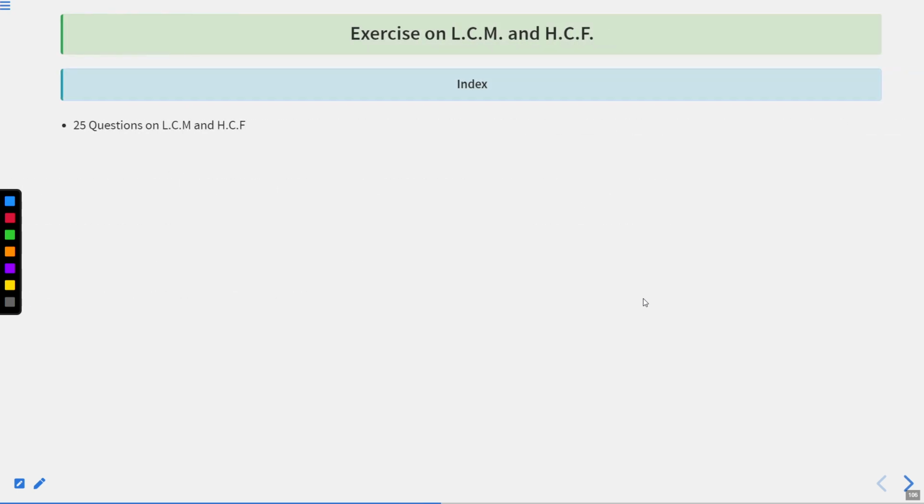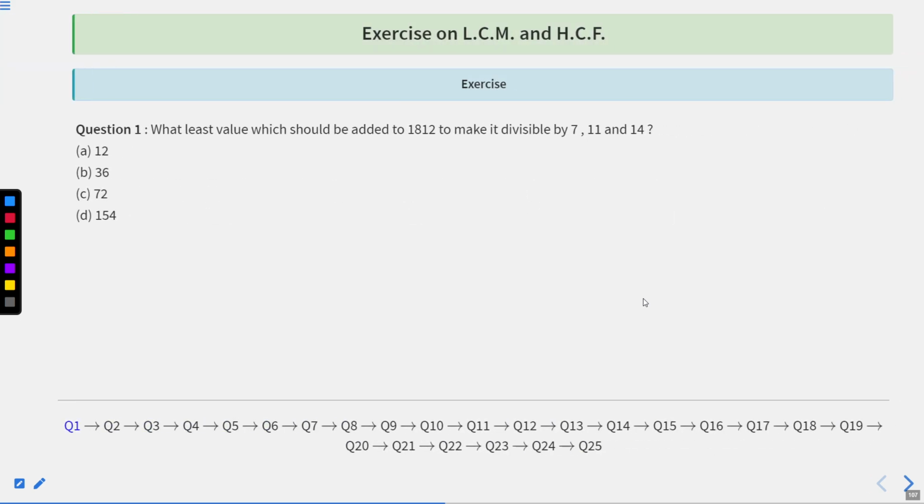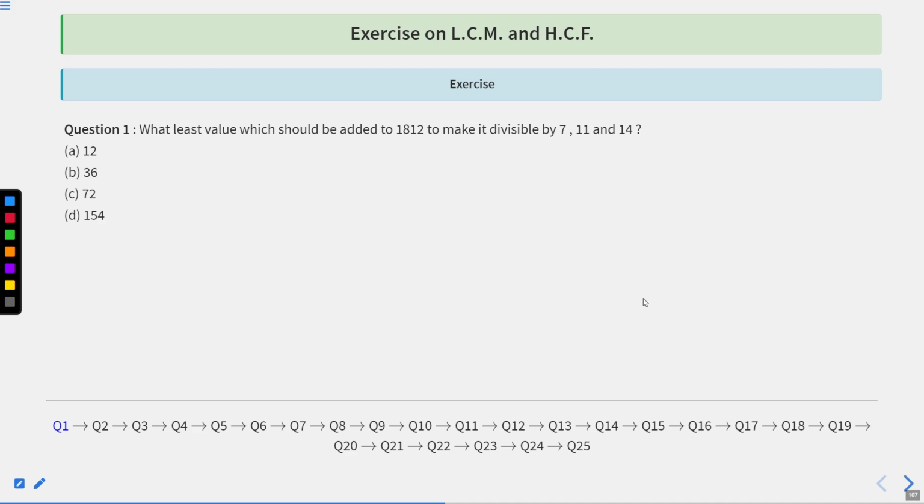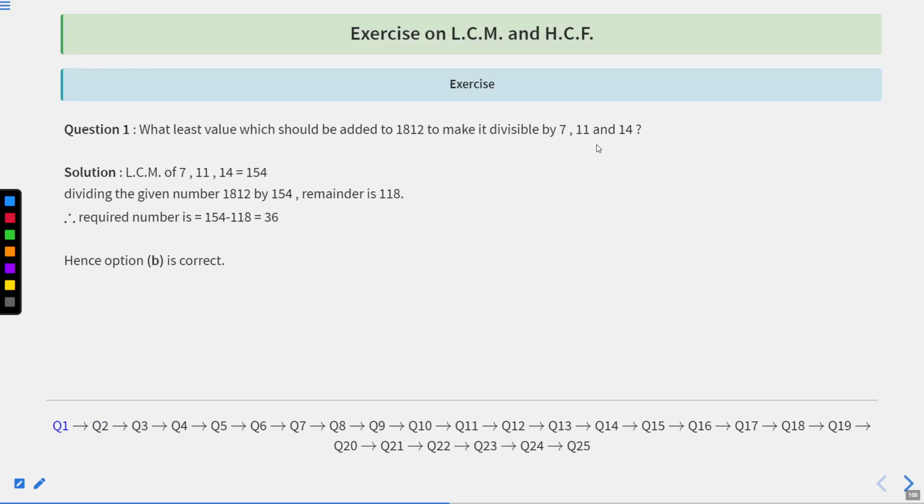So in this lecture, we are going to see 25 questions on LCM and HCF. Let us start with the very first question. What is the least value which should be added to 1812 to make it divisible by 7, 11 and 14? Let us have a look over the solution.